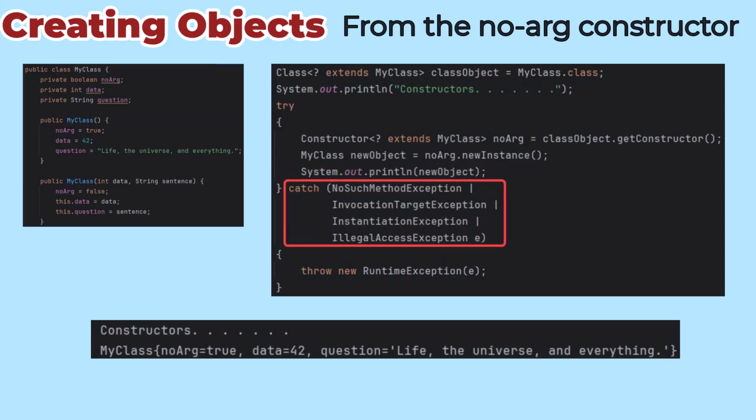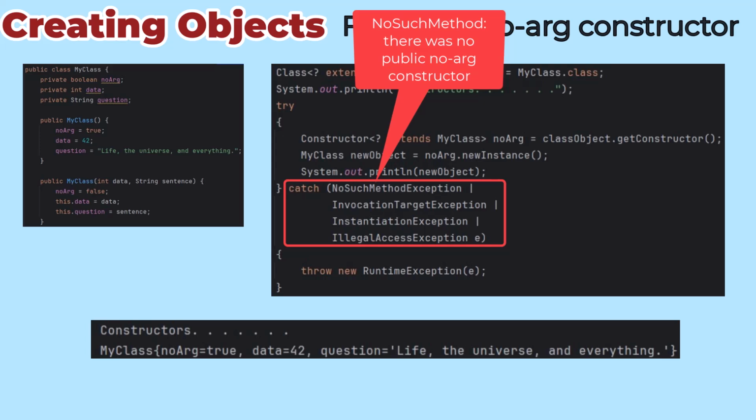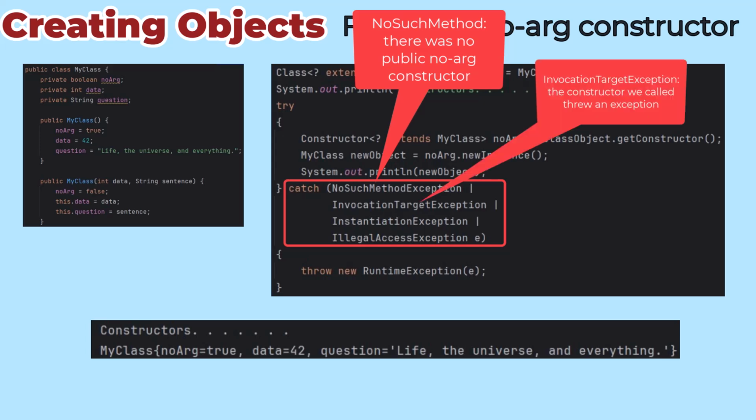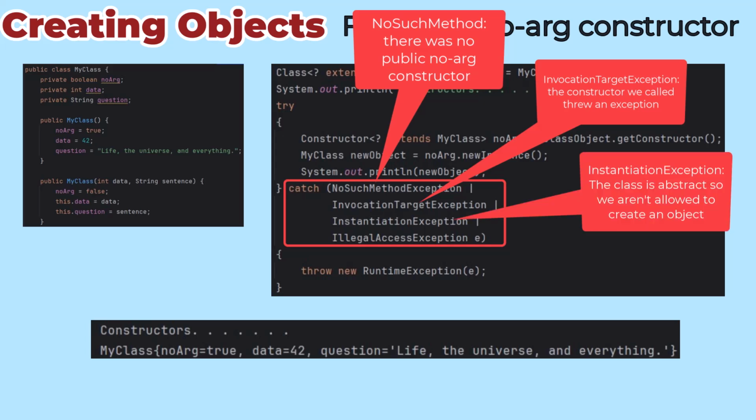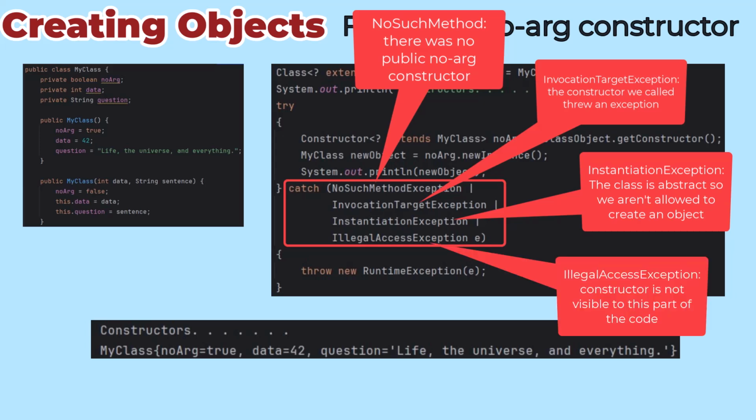I needed a catch block to catch a few exceptions that can occur with this sequence of calls. NoSuchMethodException can be thrown by getConstructor if there is no public no-arg constructor. InvocationTargetException if the constructor that we invoked threw an exception itself. InstantiationException if the class is abstract and therefore we cannot create an object from it. And IllegalAccessException if the constructor is not visible due to its access control modifiers.